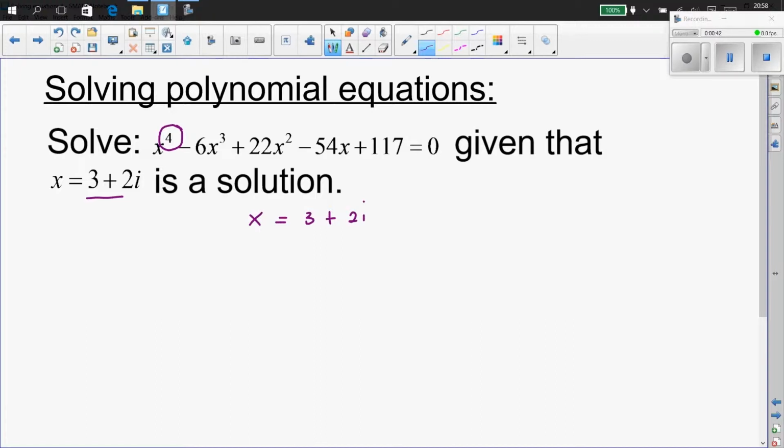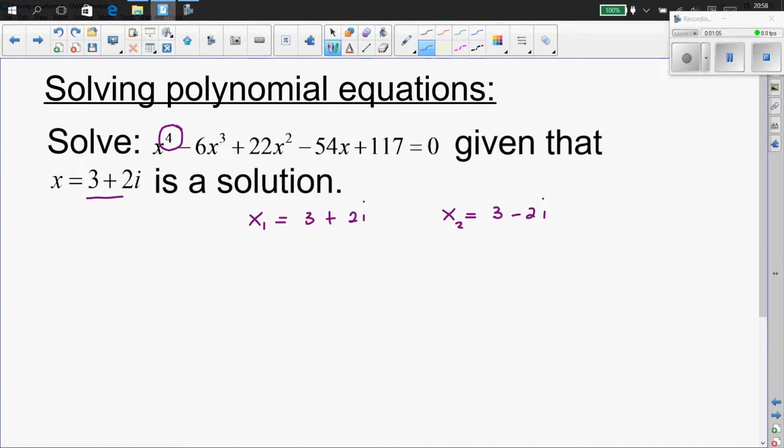Now, looking at x equals 3 plus 2i, we see that it's a complex solution, and we know that complex solutions occur in pairs, and they are called complex conjugates. So immediately I know that if my first solution is 3 plus 2i, my second solution will be 3 minus 2i, the complex conjugate of 3 plus 2i.